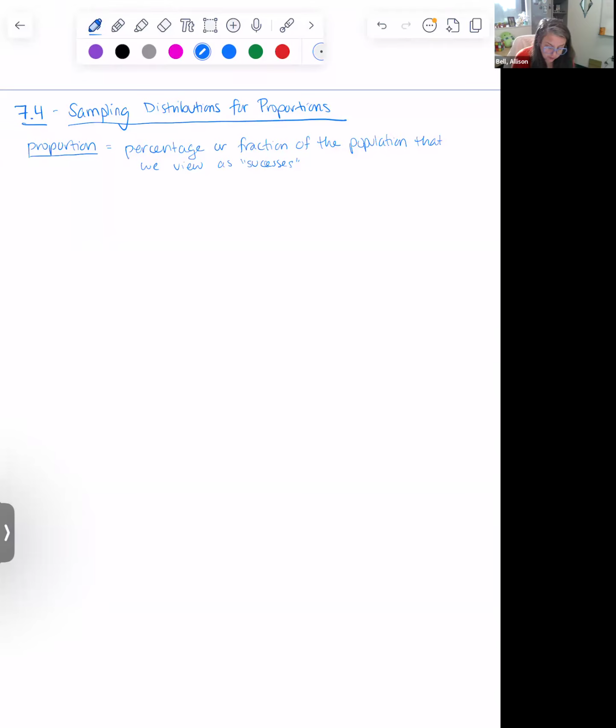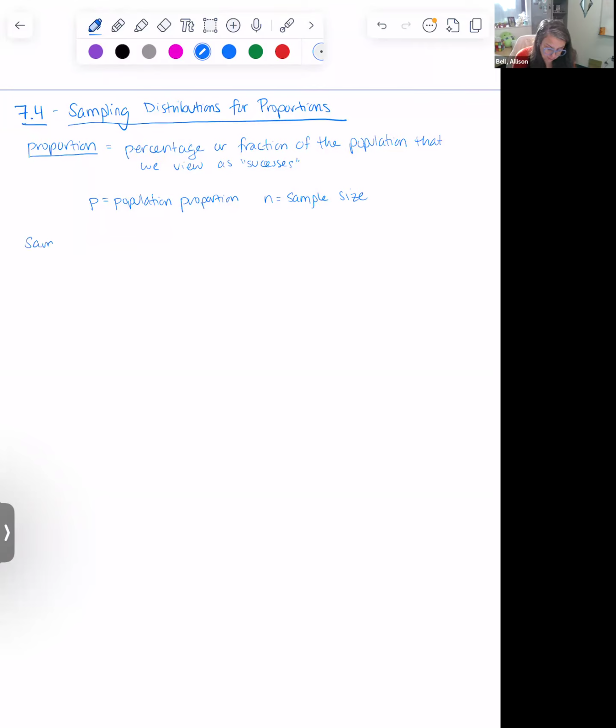The notation we use here is lowercase letter p, and that represents the population proportion. This is the proportion of people who we deem successes. And then we also talk about the letter n, which represents the sample size. So we have the population proportion and the sample size that we need in order to do the work to find the sampling distribution for a proportion.